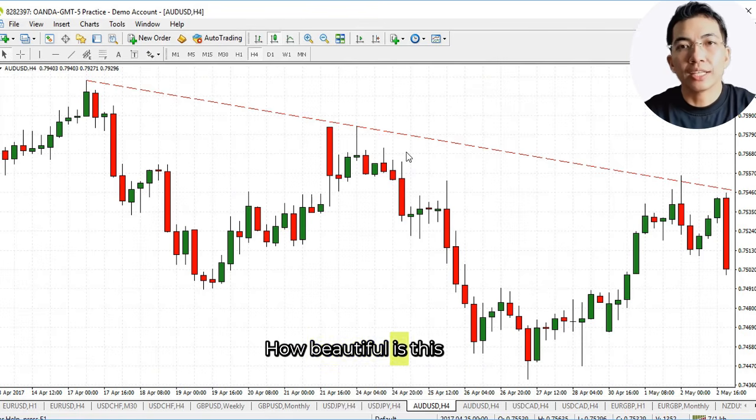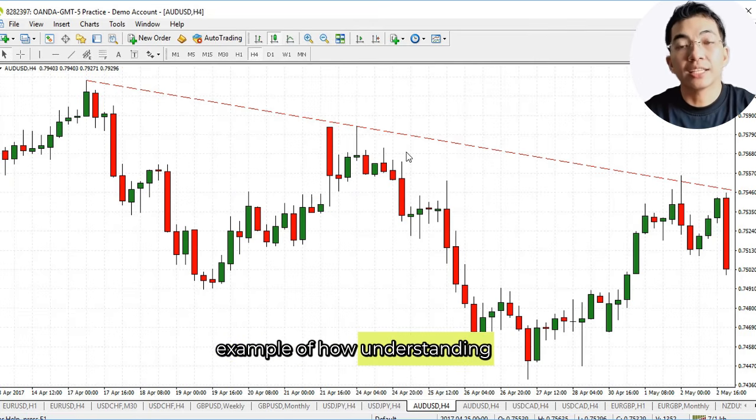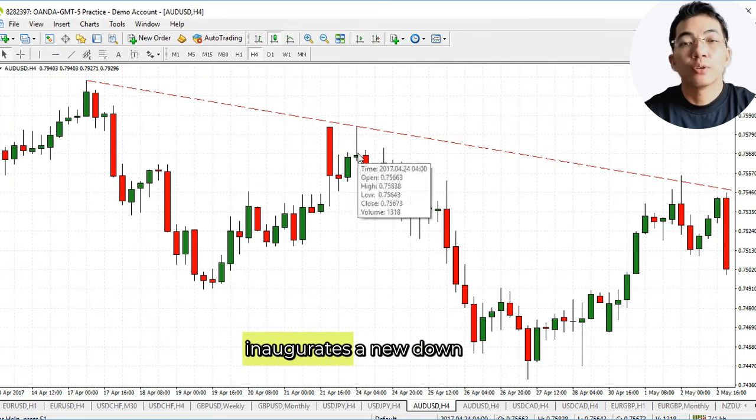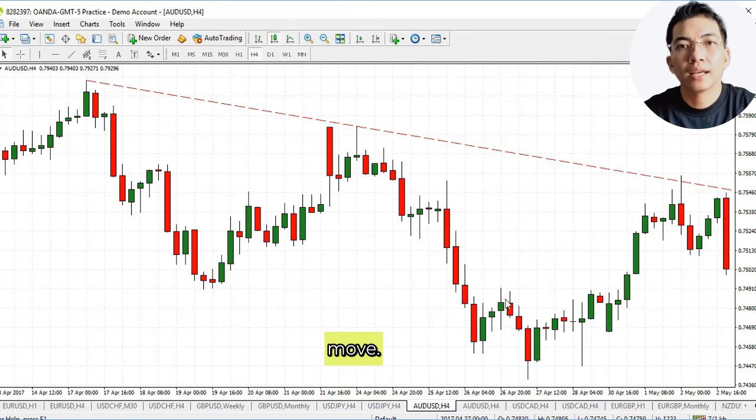How beautiful is this chart? This is a great example of how understanding candlesticks can give you a clear picture of the market. Here, right on the trend line, we have a shooting star that inaugurates a new down move. I wouldn't have taken this one because I could not be sure that the price was in a downtrend, but look at this, again on the trend line.